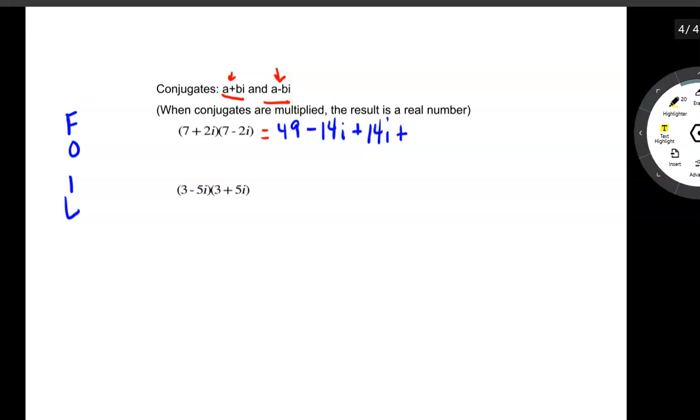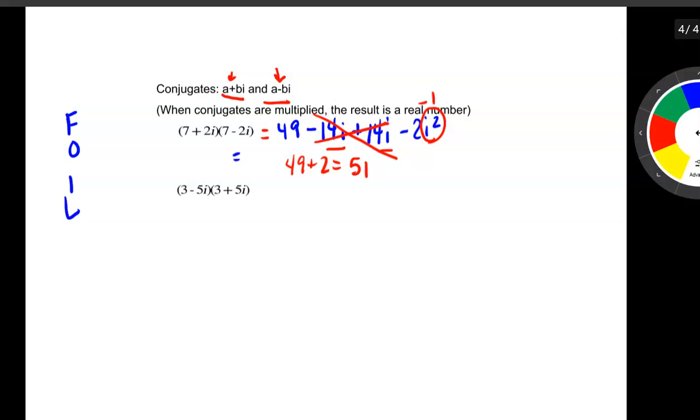I got ahead of myself. Let me make that a negative. So 2i times -2i is -2i squared. And then we need to do some simplifying. We can combine our i's, so -14i and positive 14i, and what do you get? They actually go away, a positive plus a negative of the same thing. So then we're left with 49 minus 2i squared. Remember, i squared is equal to what? -1. So 49 minus 2 times -1, we multiply that out, we get 49 plus 2, which is 51.